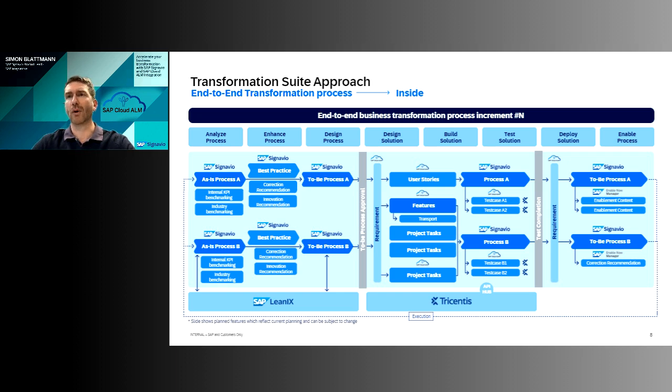Let's assume you know which processes to improve and where you want to move with your enterprise architecture. Then you come into the process design. Here you define your to-be process, either from scratch, or you improve existing processes, or you leverage SAP best practice content and enhance it to fit your requirements. You might also use partner content to define the to-be processes. That's all included here.